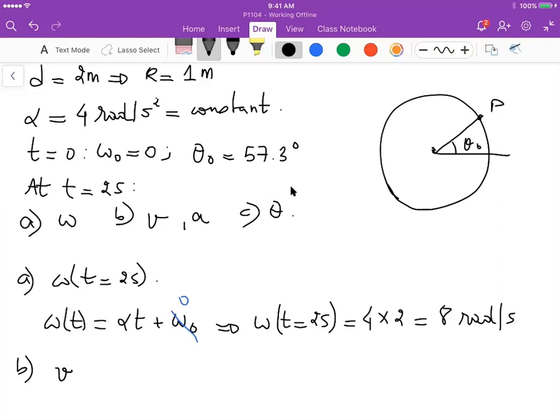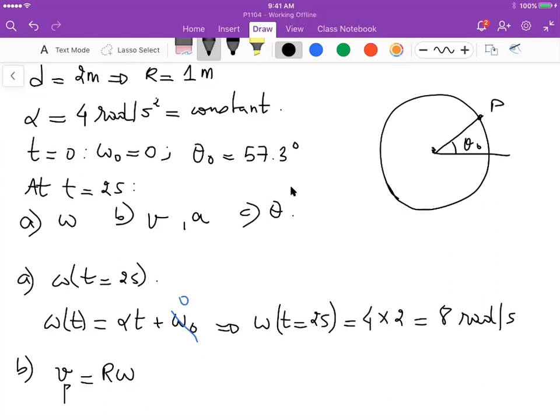If you know the omega at time t equals 2 seconds, you can deduce how much is the linear speed v at time t equals 2 seconds through the relation that v is equal to r multiplied by omega, where r is the radius of the rotating wheel. Practically, here we are finding the v for the point P. The v for the point P is equal to r multiplied by omega, where r is the radius of the circle along which the point P is moving.